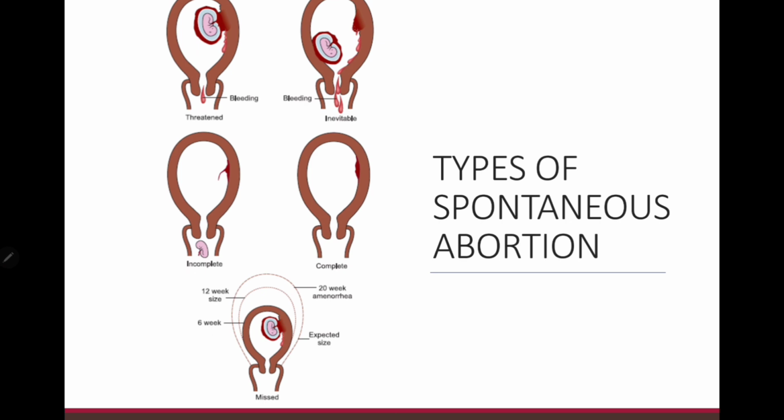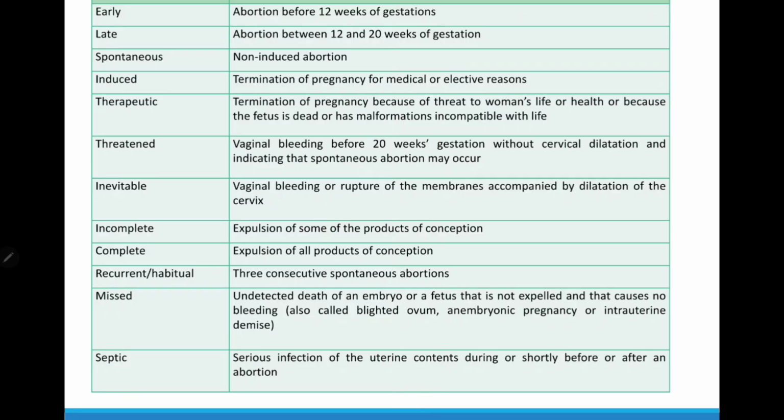So, in this figure, we can look at the types of spontaneous abortion. This one is a threatened abortion. This is an inevitable abortion, and this is an incomplete abortion, and this is a complete abortion, whereas this one is a missed abortion. This is a table showing you the types as well as the definitions respectively.